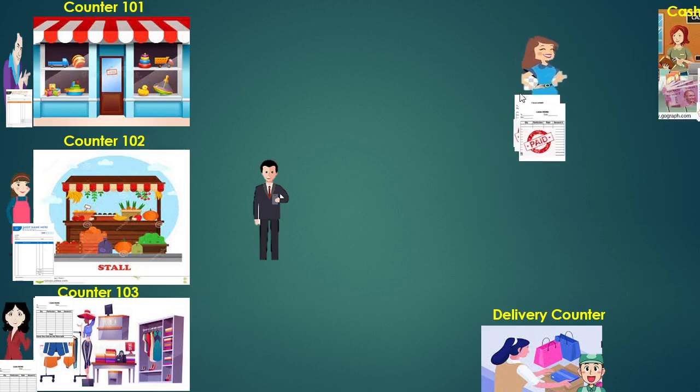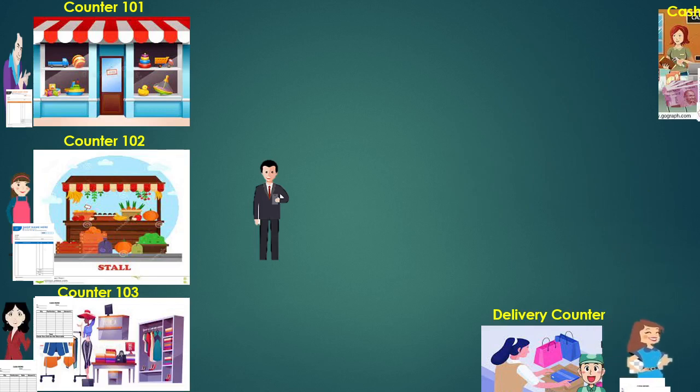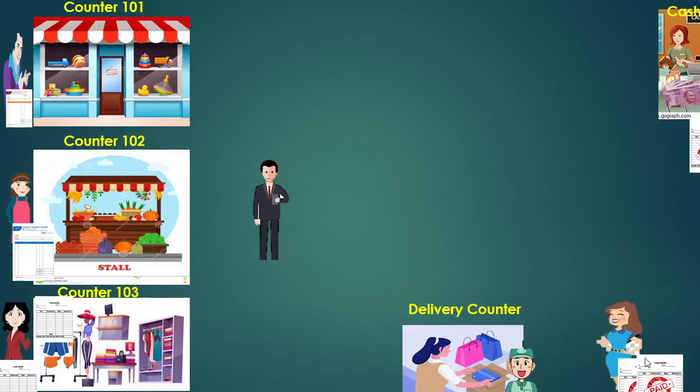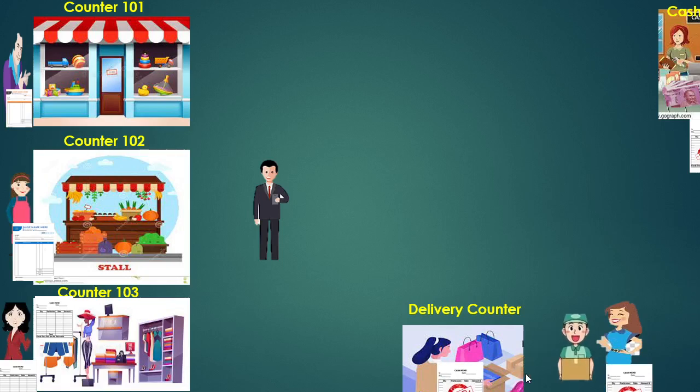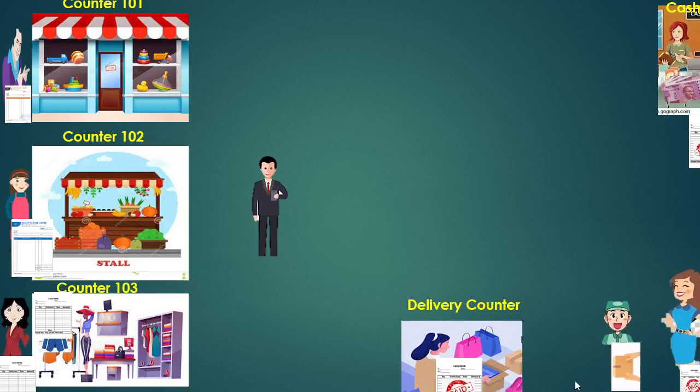After receiving the 2 copies of cash memo, Smita comes to delivery counter. Now she will hand over 1 copy of cash memo to the delivery counter. In delivery counter, they will check the cash memo as well as the goods. After this, this delivery counter will hand over the goods to Smita.